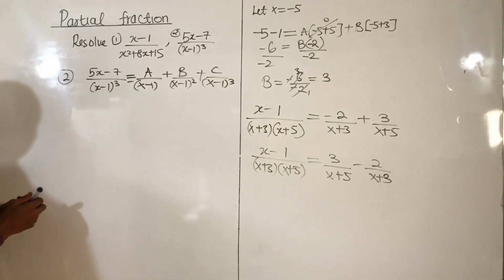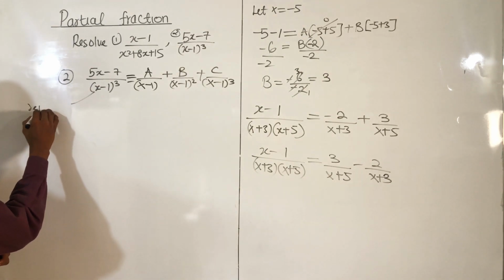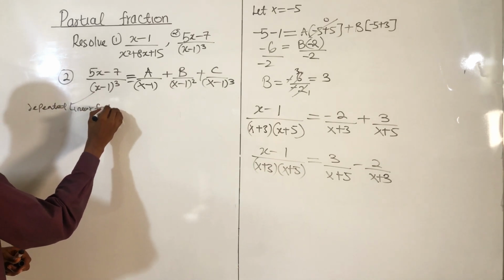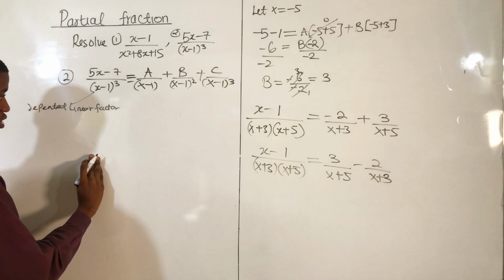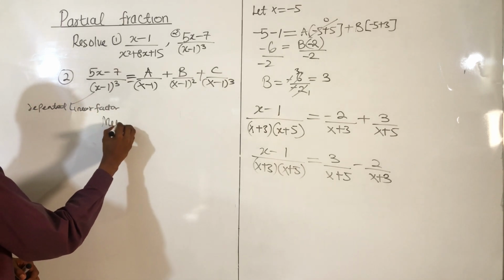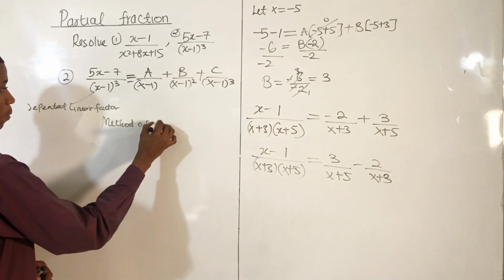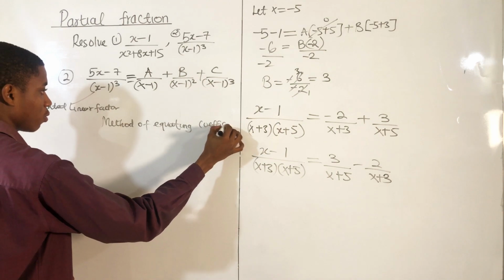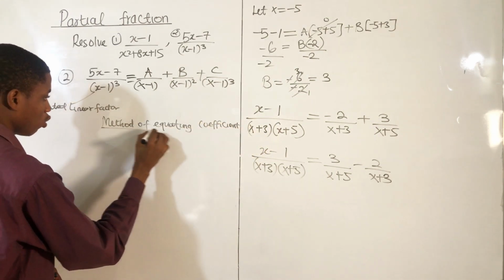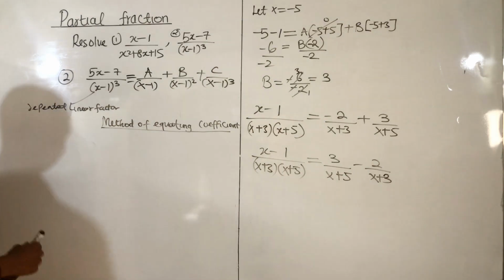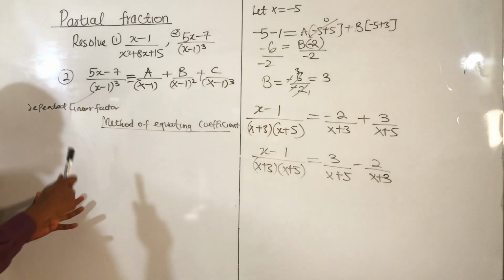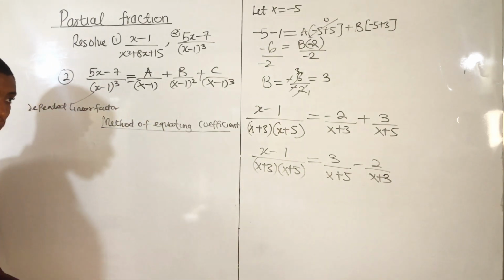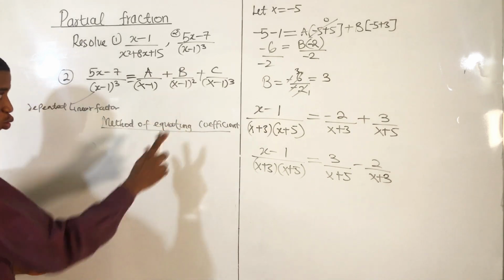So first of all, we say this is a repeated linear factor denominator, and the method we must use is the method of equating coefficients. That is the method we must use. Very important. Do not use the cover-up method for repeated linear factors. Do not use the substitution method for repeated linear factors. Use the method of equating the coefficients.